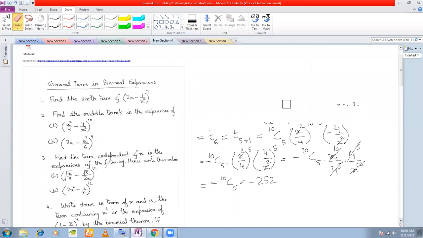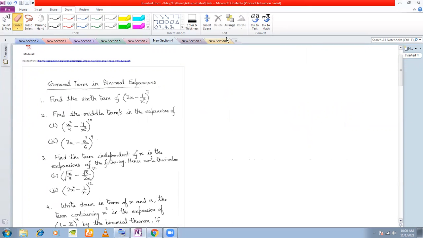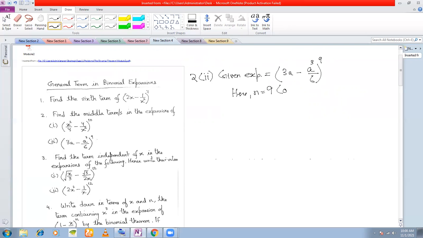Okay. Next question, part 2. The given expression is (3a minus a cube by 6) to the power of 9. So here the power of the binomial is 9, which is odd. So what are the middle terms?